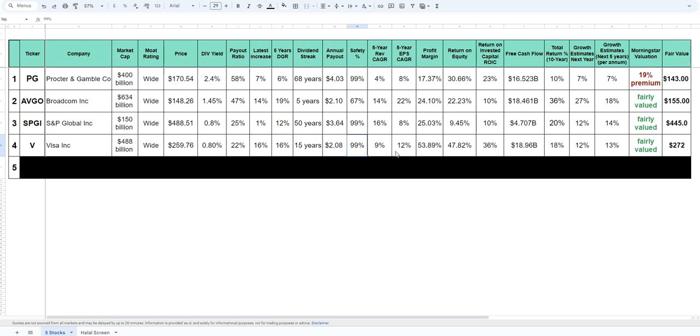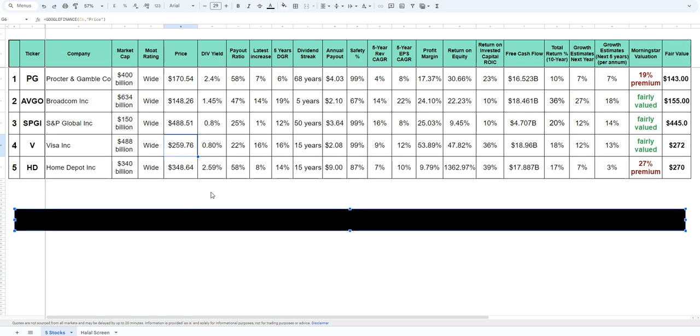Now it's absolutely safe. When it comes to the revenue side of it, they grew their revenue over the last 5 years at a compound annual growth rate of about 9%. EPS about 12%. Profit margin, return on equity, return on invested capital, by far the best we've seen so far. Almost $19 billion free cash flow. Total return in the last 10 years, 18%, which is absolutely huge. Then you've got growth estimates for the next couple of years, about 13% and 12%. Fairly valued right now at $272 per share. Right now it's only $260, which is really interesting.